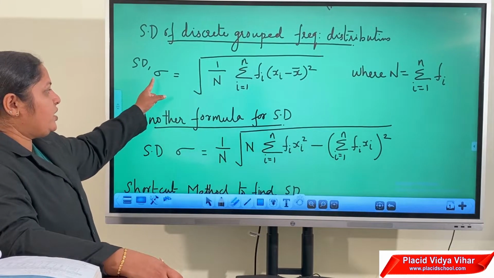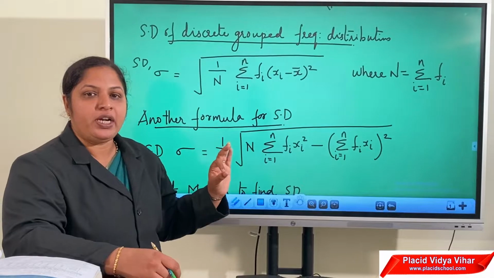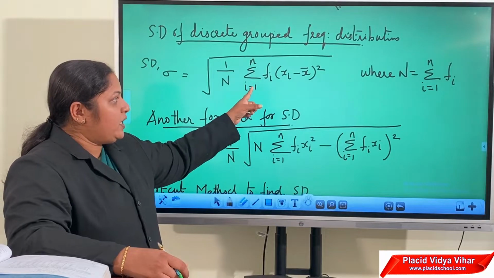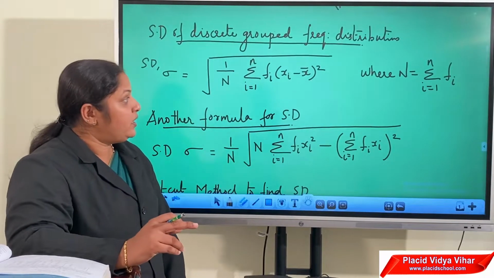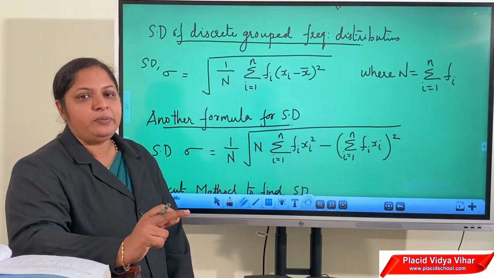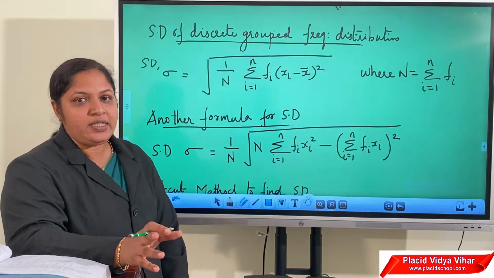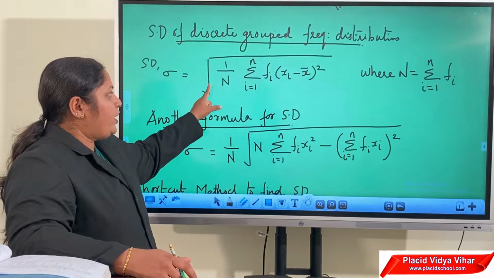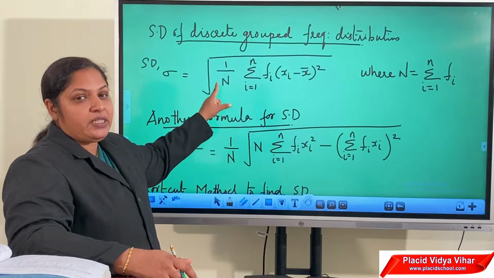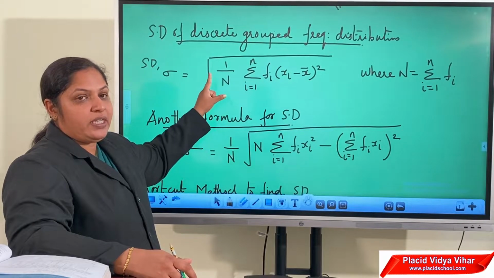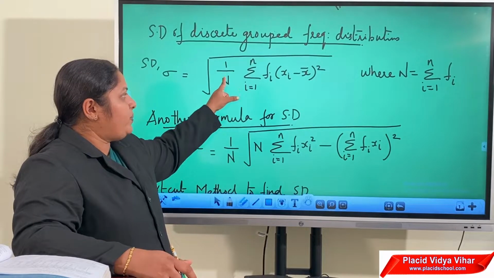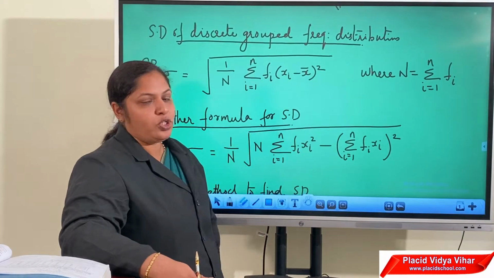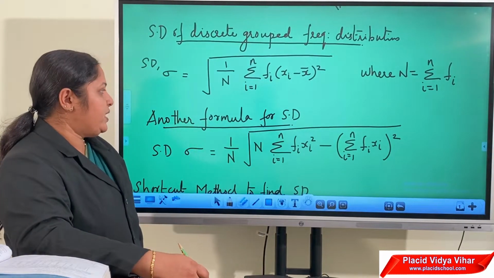This is very similar to what we have done in mean deviation. If frequency is there, then the frequency is to be multiplied with the squares of deviation from the mean. That is, the formula is: standard deviation is equal to the square root of 1 by capital N, where capital N represents the total number of frequencies, the sum of frequencies, into the sum of i from 1 to n, fi into xi minus x bar the whole square.